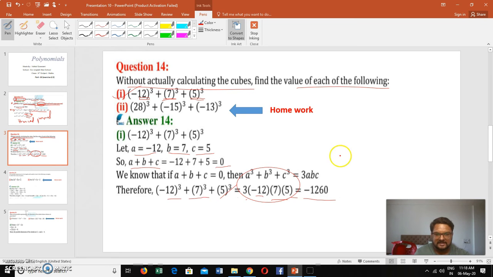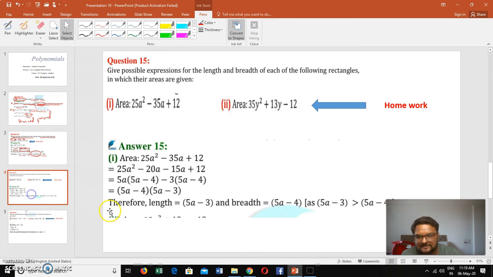I hope you're understanding. Here this is the value of a, this is b, this is c. On adding these values, we get 0. It means if a plus b plus c is equal to 0, we can write a cube plus b cube plus c cube equals 3abc. So we keep the 3 as it is. The value of a is minus 12, b is 7, c is 5, which gives minus 1260. Let's go to the next slide.